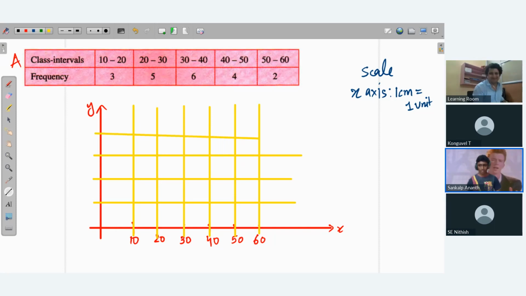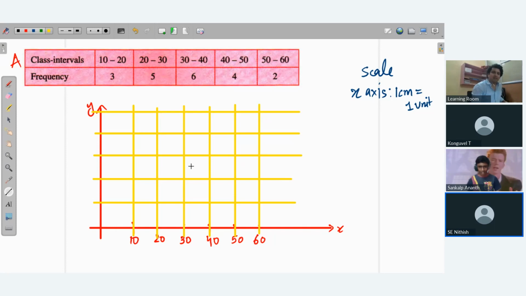What are you speaking? 10 is 1 unit, sir. 10 is 1 unit and 20 is 1 unit, like that. Whatever scale you use, this is 1 centimeter. This is 1 centimeter. So 1 unit is equal to 10, sir. So 1 centimeter is equal to 10 units. 10 units, okay. This is what I was talking about, sir. I didn't understand. Sir, but in our graph, it is 2 centimeter, 1 unit, sir.